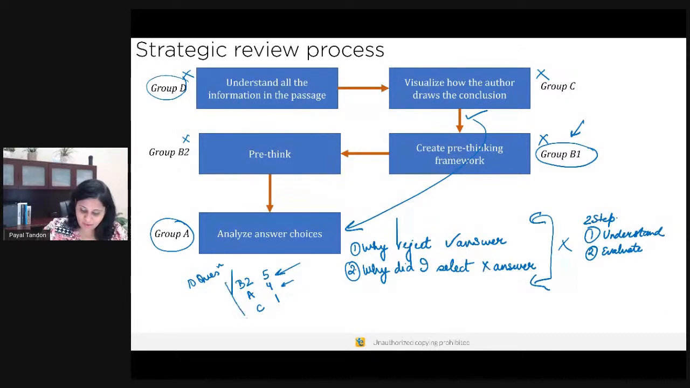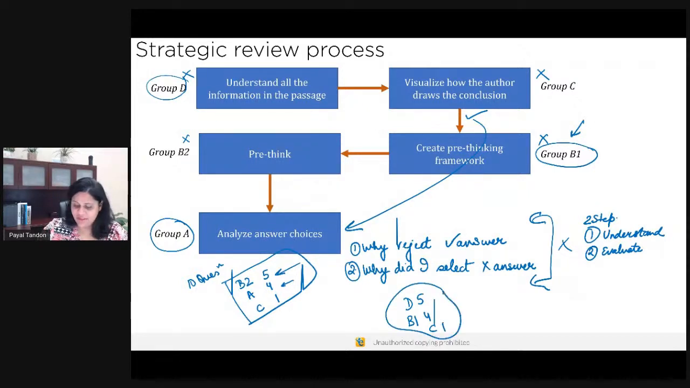So your corrective action for this kind of grouping is going to be very different from your corrective action if, let's say, you belonged in group D for 5 questions, group B1 for 4 questions, and again group C for 1 question. Your corrective action for this grouping is going to be very, very different. Does this make sense, or is it too overwhelming? I want to understand that.